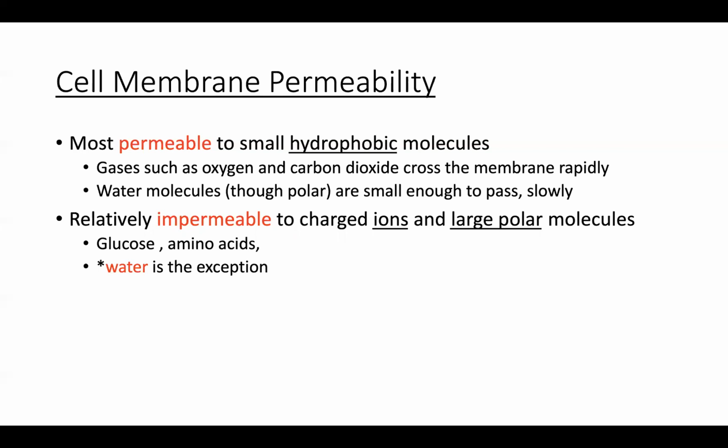All right. So things that are going to be readily permeable, easily permeable, are going to be small hydrophobic molecules. Think about gases, okay, with water being an exception. Now, substances that are relatively impermeable, meaning that it cannot just move across this membrane unassisted, are going to be larger charged ions, large polar molecules such as the amino acids, glucose. These larger complex molecules cannot just move across that membrane unassisted.